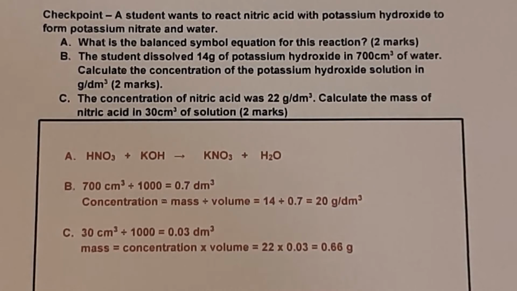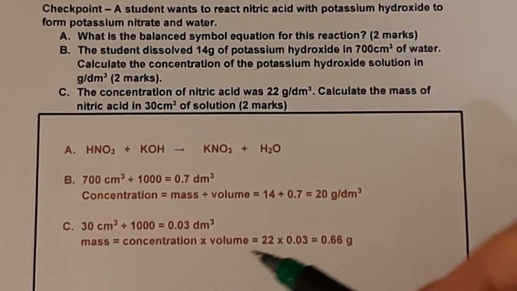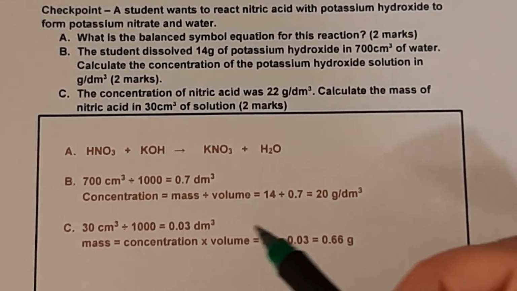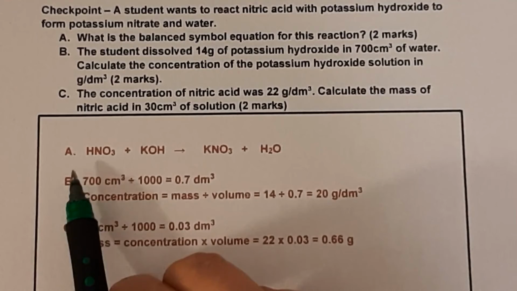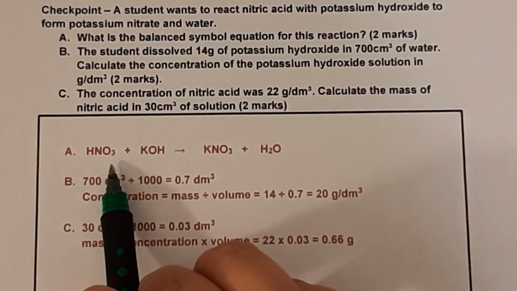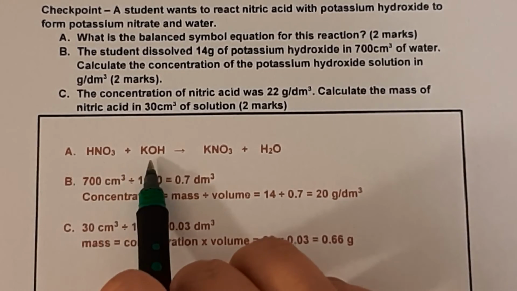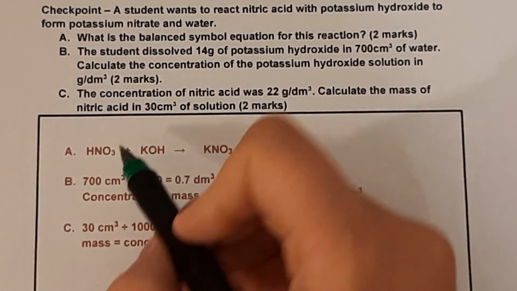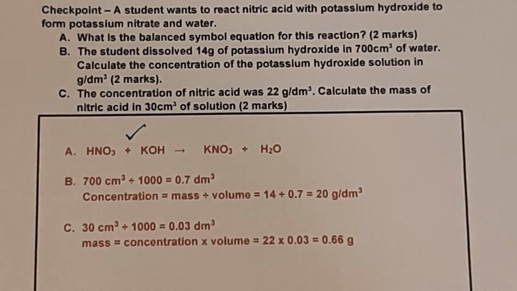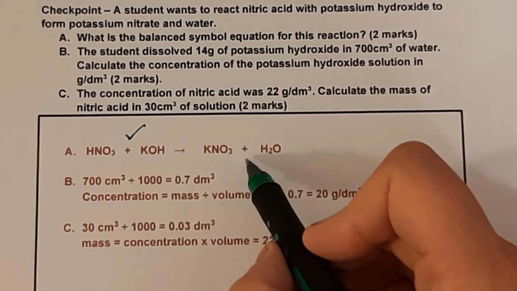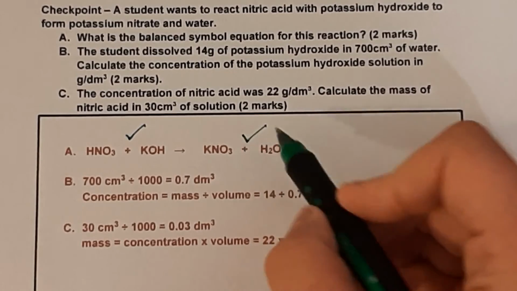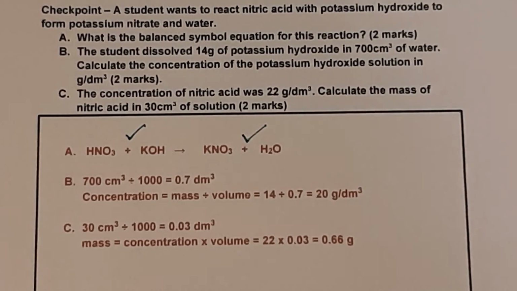Okay, so let's review the question. Question A. So the balanced symbol equation for this reaction. So you just need to know the symbols for this, really. It's balanced as soon as you write it out. So HNO3, that's 3 subscript, plus KOH. So if you've got both of those, you get a mark for getting the reactants correct. And KNO3 plus H2O, you get a mark for getting the products correct. So that's 2 marks there.